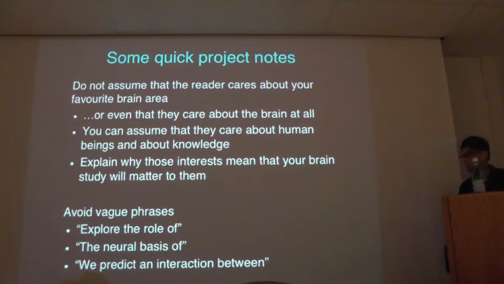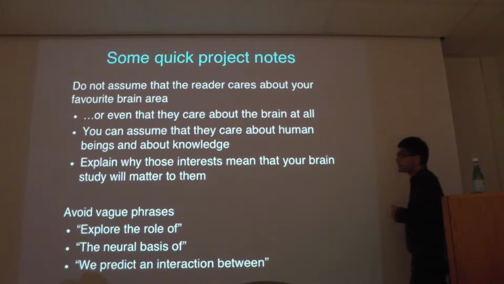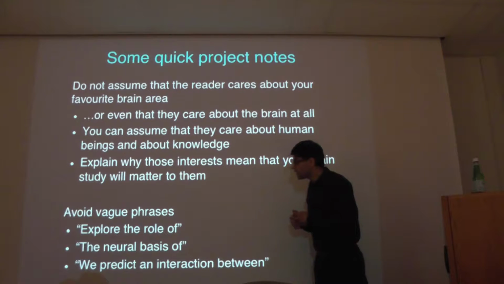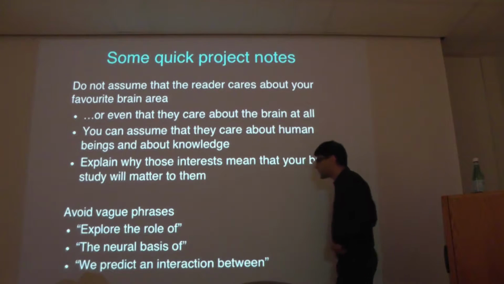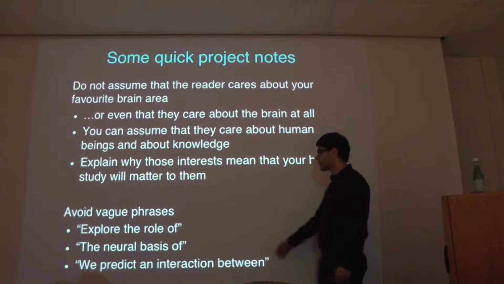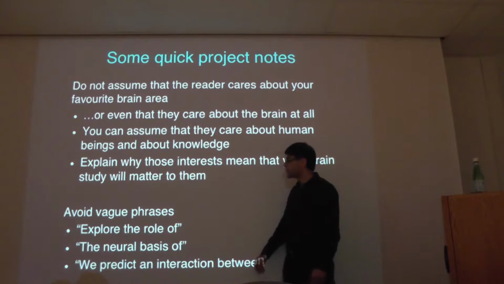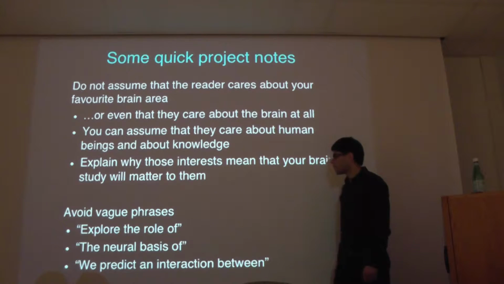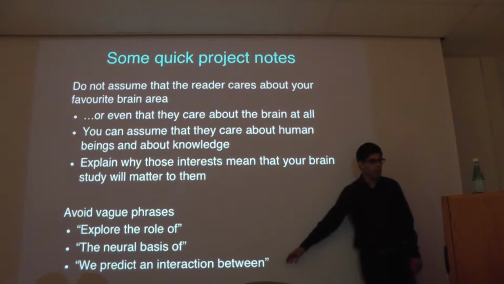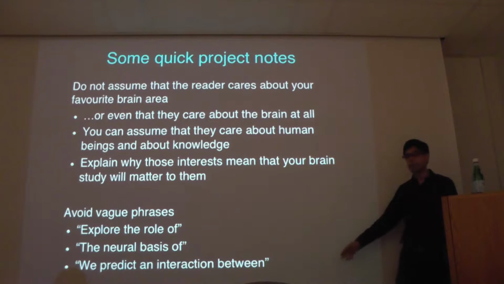And similarly, on a similar note, try to avoid vague phrases. Try to be as specific as you can. I know I'm not telling you anything you don't already know, but this has come out in various projects. So try to avoid things, especially in your opening lines, like "explore the role of," or "the neural basis of." And a particularly bad one, in my view, is "we predict an interaction between."